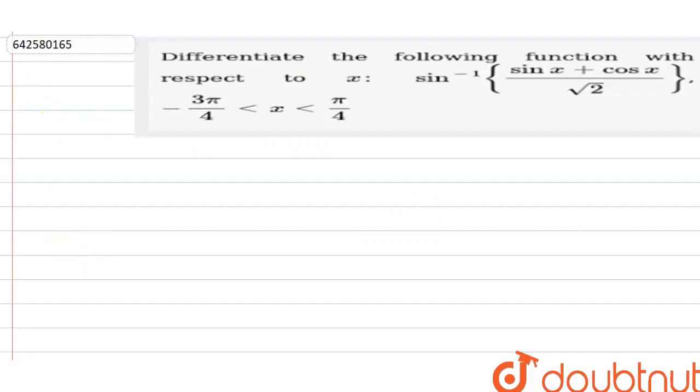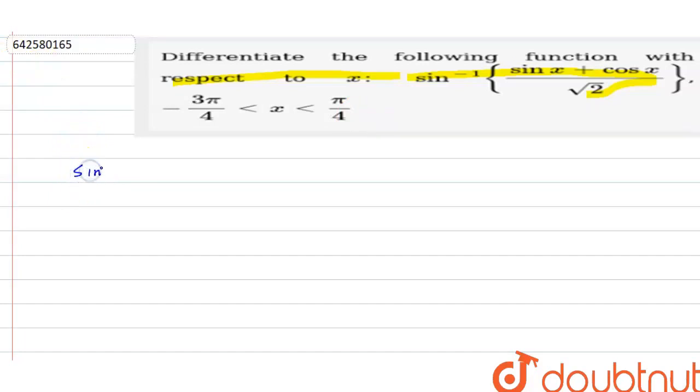Hello everyone, so our question is: differentiate the following function with respect to x, sin inverse of (sin x plus cos x) upon root 2, when x is given to us in the interval -3π/4 to π/4. Now what we do is, we just separate this.